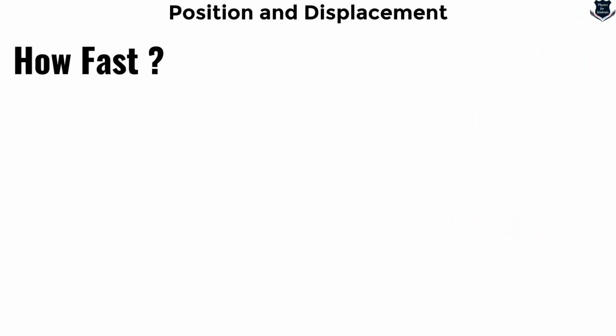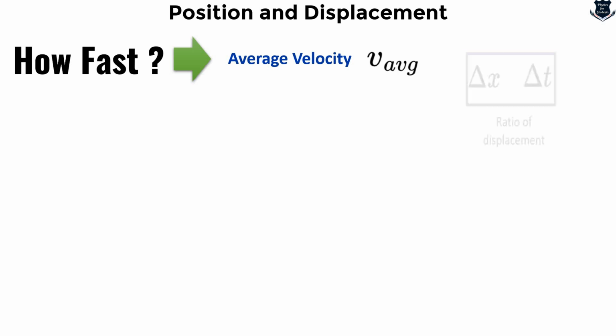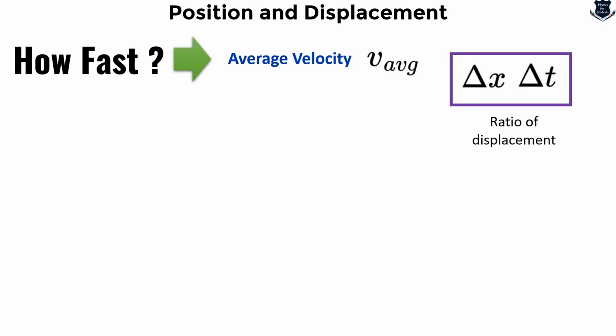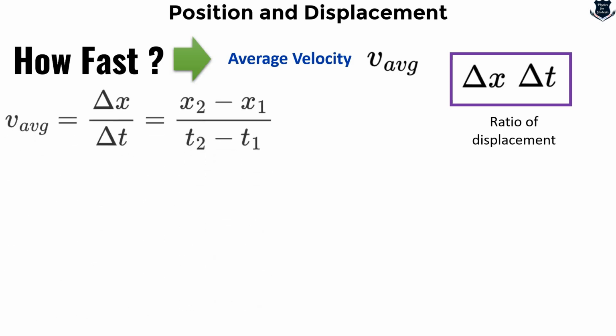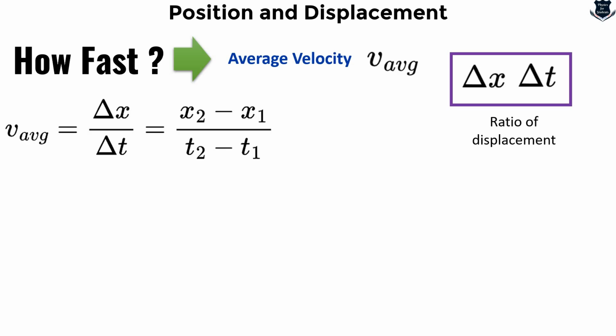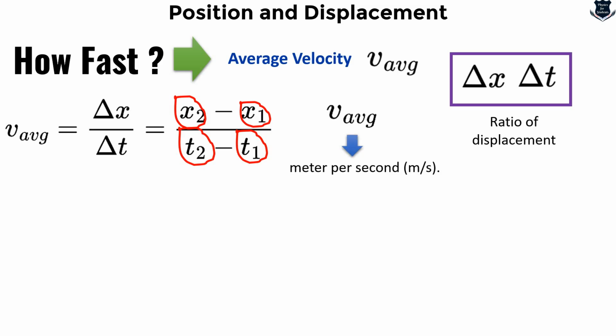Now there are several quantities which are associated with the phrase, how fast, and one of them is called average velocity, which we denote by v average, which is the ratio of the displacement delta x that occurs during a particular time period delta t. The equation looks like this. The notation means that the position is x1 at a time t1 and then x2 at a time t2. A common unit for average velocity is the meter per second, but there can be other units in problems, though they are more or less in the form of length per time.